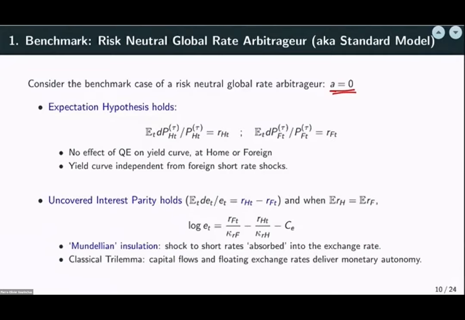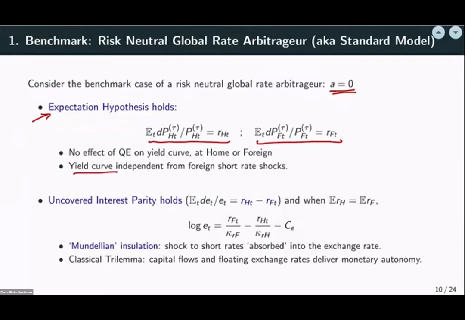And therefore, we're going to recover first the expectation hypothesis. So the expected return on bonds of any maturity is going to be the same thing as the short rate. There's not going to be any term premia, both at home and abroad. And therefore, what you recover from that immediately is that there's not going to be any effect of QE, because any change in quantities is going to be absorbed by the global rate arbitrageur, or it's not going to have any impact. So QE would have no effect in this world. And also, the yield curve is completely independent in the home country from the foreign country. I mean, the yield curve in the home country is going to be entirely determined by the shocks to the home policy rate and nothing that happens in the foreign country. And so that's this case of full insulation, absorbed by the exchange rate in the middle.